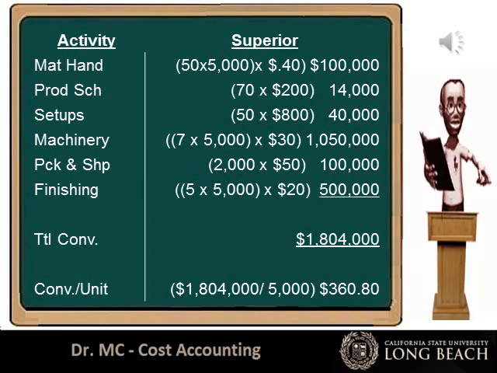The total conversion costs applied to all of the superior items is $1,804,000, and when you divide that figure by the 5,000 superior units, you get a conversion cost of $360.80 per superior unit.